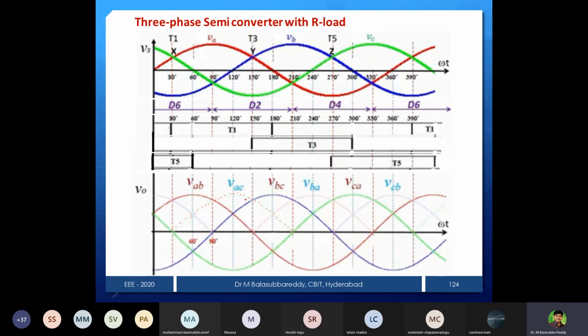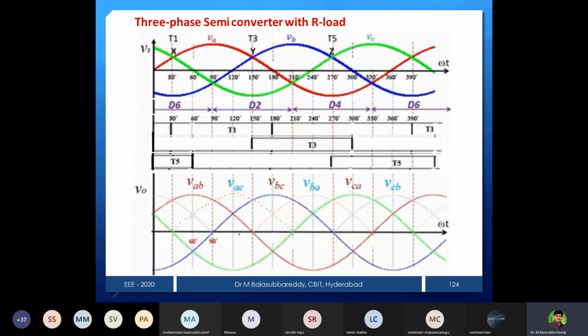Now I have all the line to line voltages. The only thing is I started here with a 30 degrees delay. If you start the same way, represent the three phase supply, mark AB, BC, CA and invert it, we'll get the other three phases. So I mean line to line.